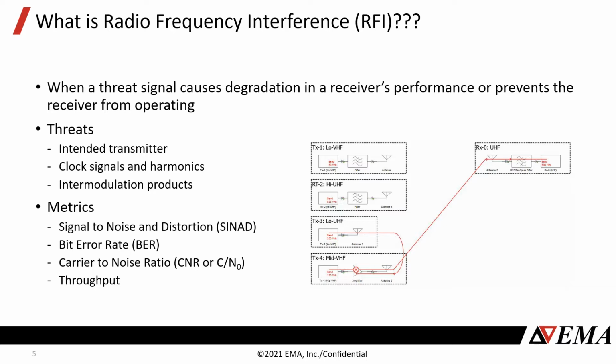The way that we measure RFI depends on the type of receiver. So for example, for an audio communication system, we might use the SINAD metric, which is signal to noise and distortion. And so what we would do is establish some baseline SINAD value and then look for degradation in that SINAD value as interfering signals are introduced. Or for digital systems, we might consider bit error rate or carrier to noise ratio, and for some other systems, we consider throughput.